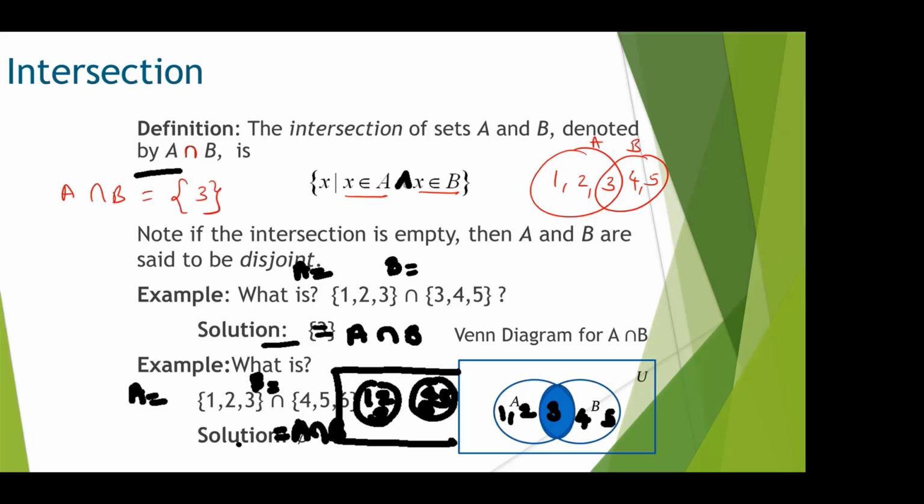That is the only element which is common to both the sets, and this area is also called the intersecting area. So those elements which fall on the intersecting area are said to be inside the intersection.